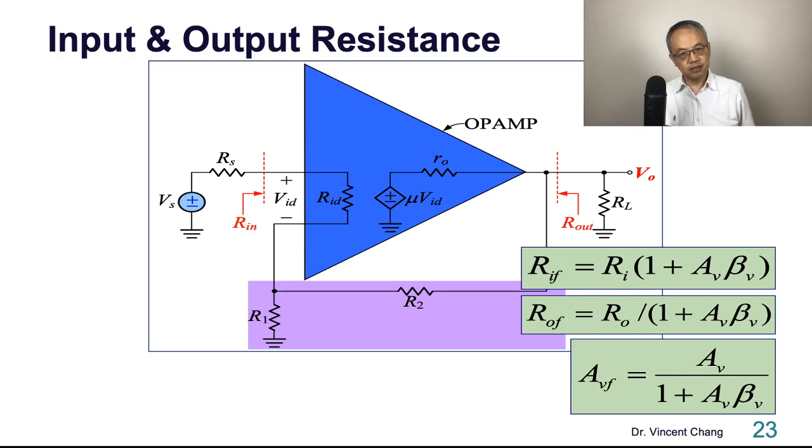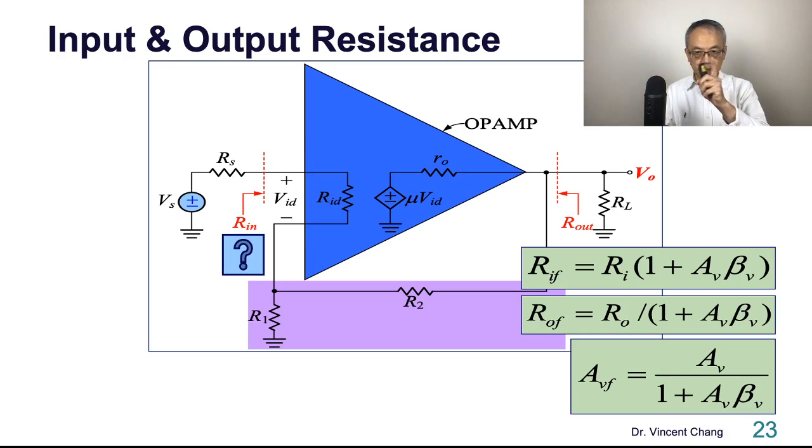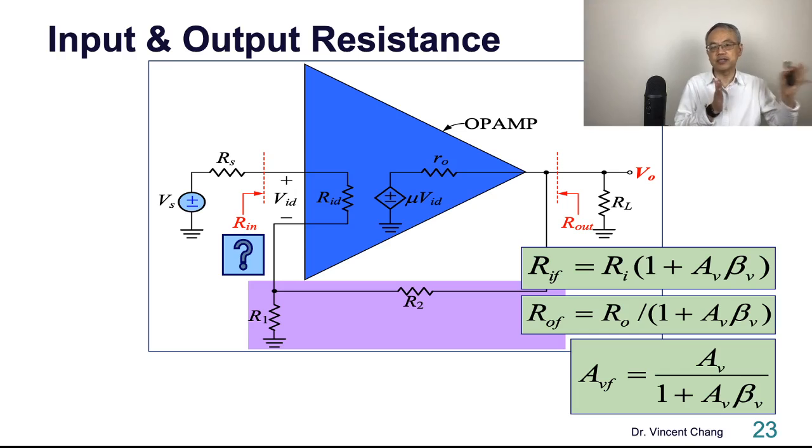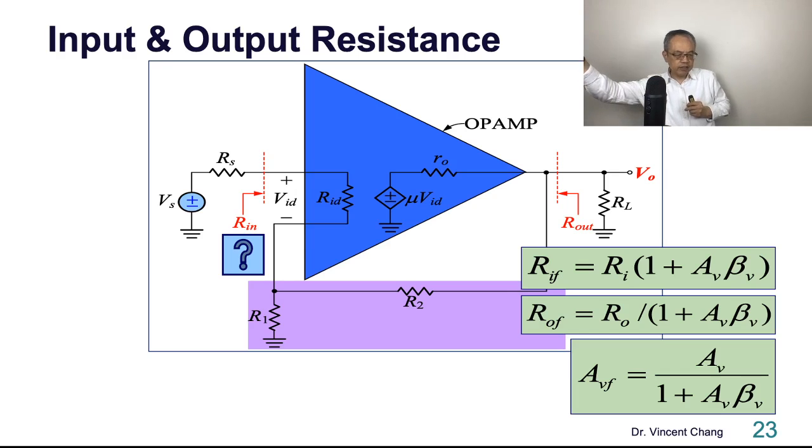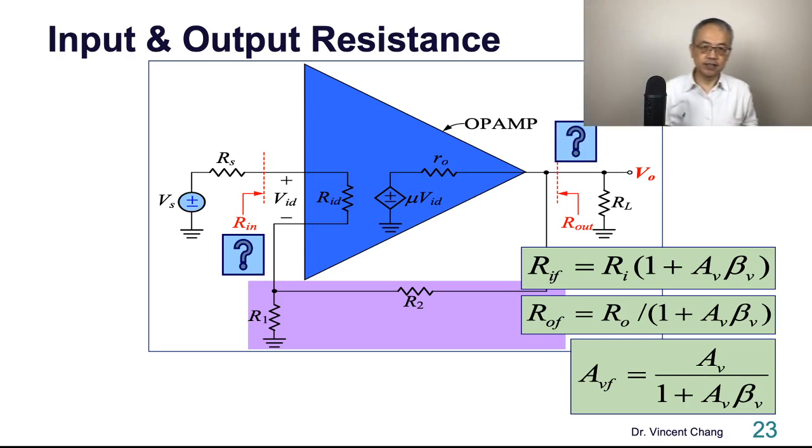No question for the closed loop voltage gain, but there's a difference between RIF and RIN. I was asking you the red RIN, excluding the source resistance, and the red ROUT, excluding the load resistance. This is a tiny nitty-gritty detail.